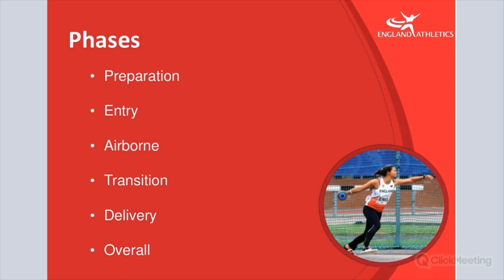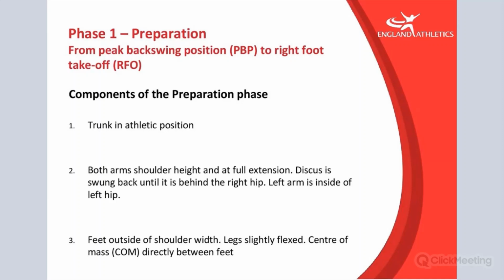So the whole technical model is broken down into 5 main phases, and they are preparation, entry, airborne, transition, delivery, and then the last one is not really a phase, but it's an overall view of the whole throw. So the first phase that we talk about is the preparation phase, and this is from peak backswing position, so when you rotate and wind up, to the point where the right foot comes off the floor.